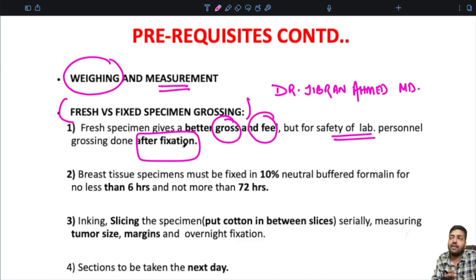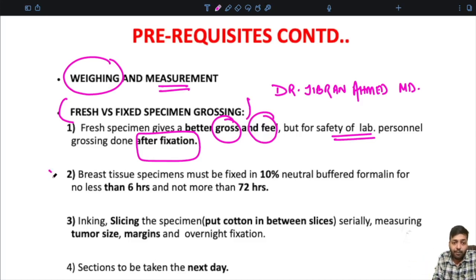First thing. Second thing is that any specimen which has not been fixed, if you take in your hand, especially the breast tissues, they are very slippery and they are very soft. So unless and until there is a fixation, you cannot properly cut, and you cannot properly do the gross examination. So this is very important. That is why most of the grossing is done after fixation.